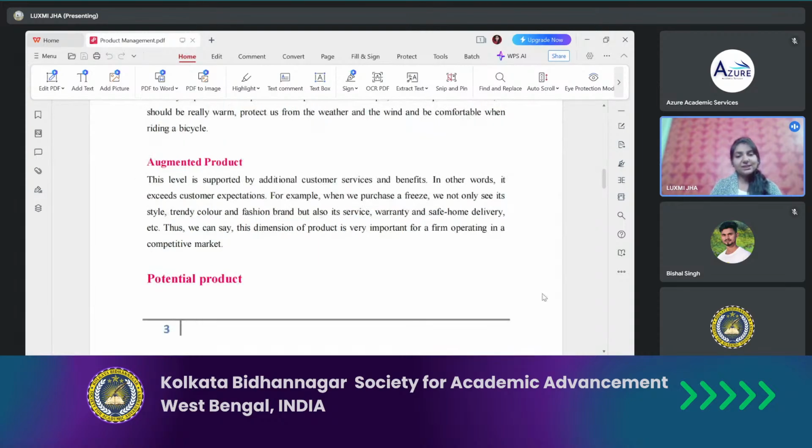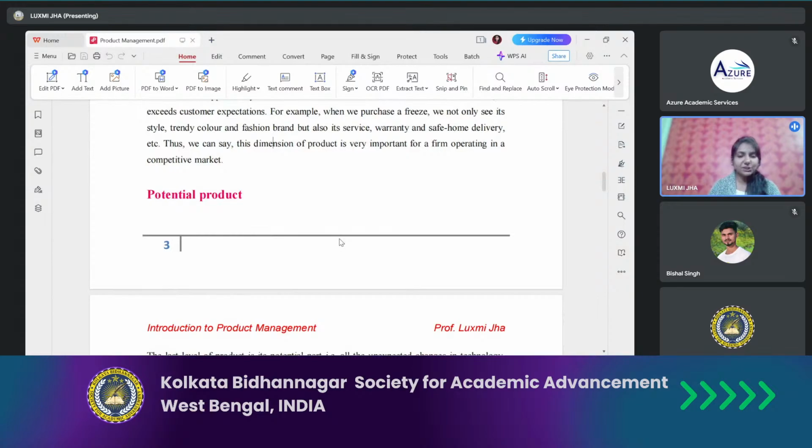Thus, we can say this dimension of product is very important for a firm operating in the competitive market. Obviously, if a marketer is competing with other marketers, this is a very beneficial way to go with product management. Why? Because it gives their customers more satisfaction as compared to the other products available in the market.